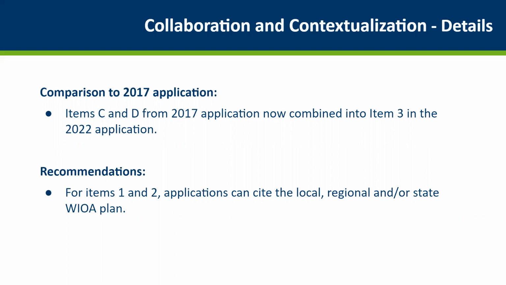And one recommendation that we have on this section, for items 1 and 2, which is really about how you align to your local and regional needs, your local workforce board, and your partners in local workforce: it's a good idea to take a look and be familiar with your local or regional WIOA plan, and you may actually want to cite those plans or talk more generally about those plans. That may not be the only way that you answer items 1 and 2, but it's definitely something to consider as you are responding. So that's an overview of section 6.